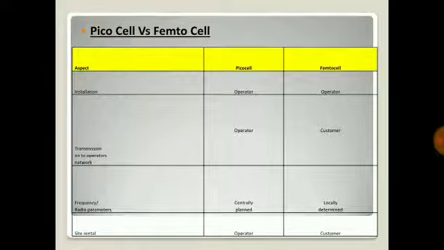Installation should be done through the operator. The transmission interface for picocell is through the operator, whereas for femtocell it is by the customer itself. Frequency and radio parameters: for picocell they are planned by the central team, for femtocell they are planned locally. Site rental of picocell is by the operator. Site rental for femtocells is through the customer.